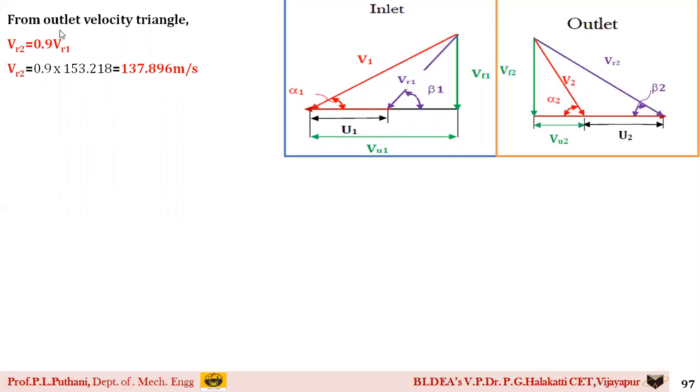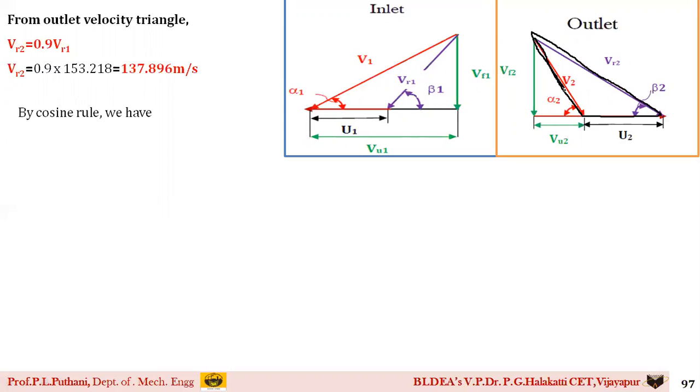So for the outlet velocity triangle, VR2 is equal to 0.9 VR1. So we get the value of VR2 as 137.896 meters per second. So you know the value of u. We don't know the other values, V2 and alpha 2. So using this method, we can go for applying the cosine rule. And please observe that the cosine rule is applied for this particular triangle in the outlet velocity triangle, which I am highlighting with the black color ink.